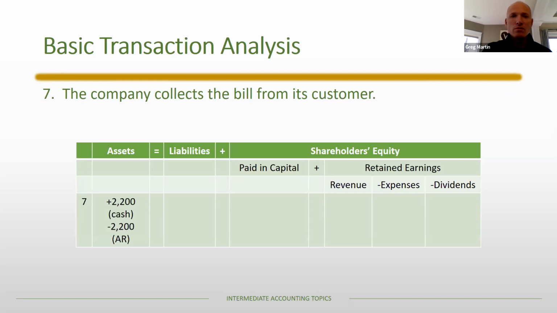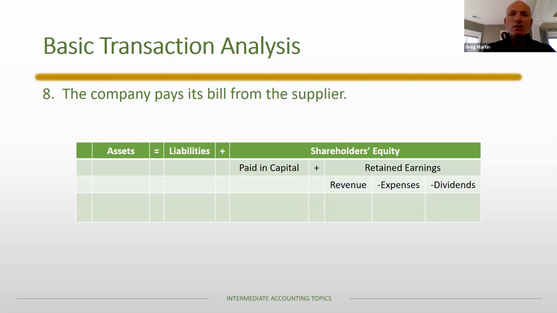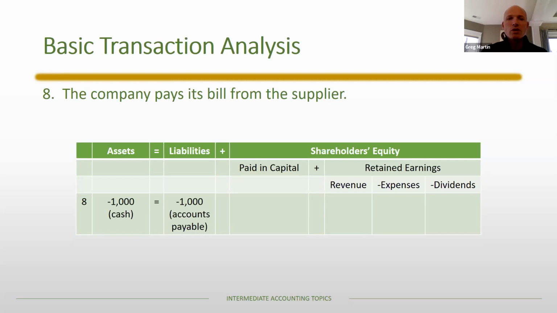And then finally, the company pays its supplier. And I think it was $1,000 if I remember correctly. When they pay that supplier, what's going to happen there? Yep, cash is going to decrease. And then the accounts payable, right? So we decrease cash $1,000, decrease accounts payable $1,000. Again, that's our framework for making sure we understand how that accounting equation fits together.